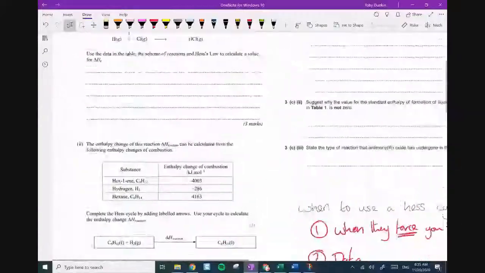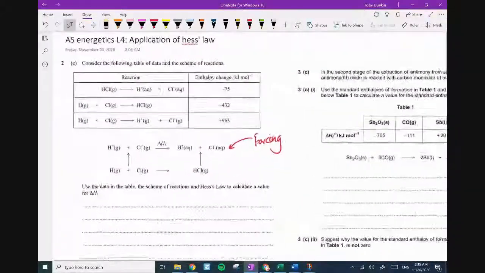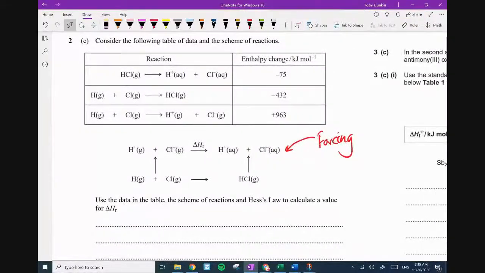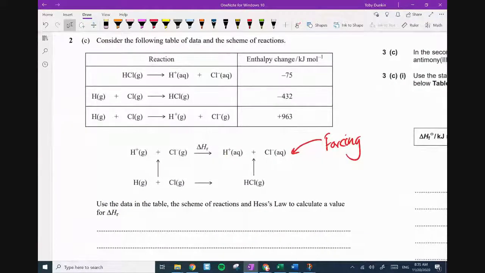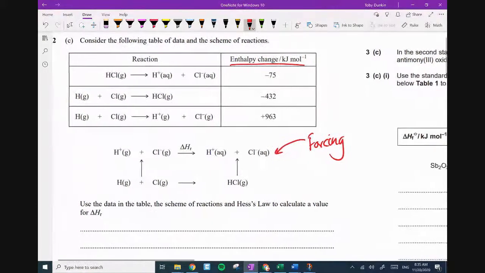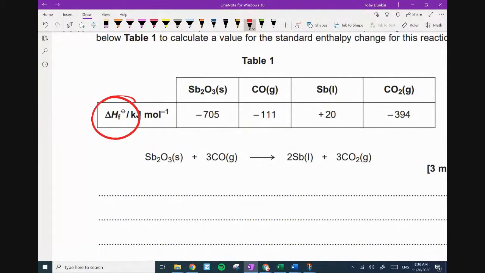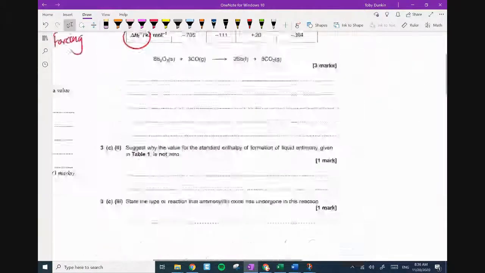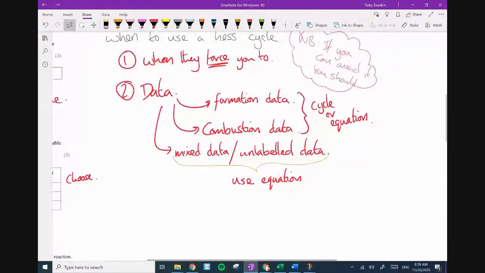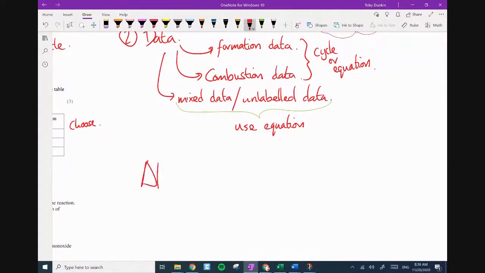Okay, so let's go immediately to our questions and see if we can start applying this a little bit. This is a question from 2013's Edexcel Unit 2 paper, and it simply gives you the data. Notice that it's unlabeled. It just says enthalpy change. The data is not combustion, it's not formation, it's simply unlabeled. I just want to show you another question. That is labeled data, and you can add this to your notes. So what does that data look like? Delta HF is formation data.